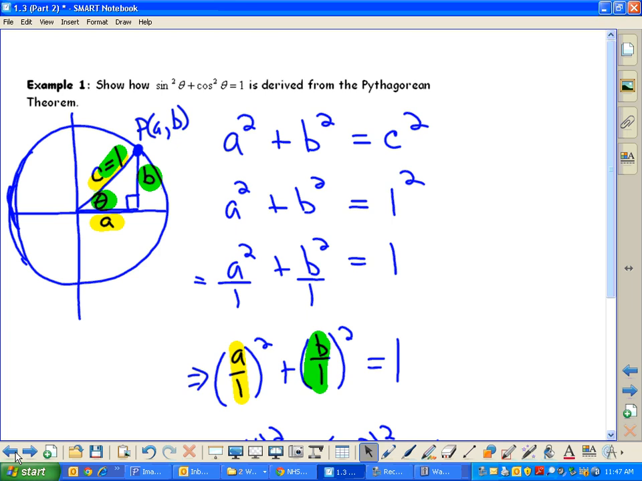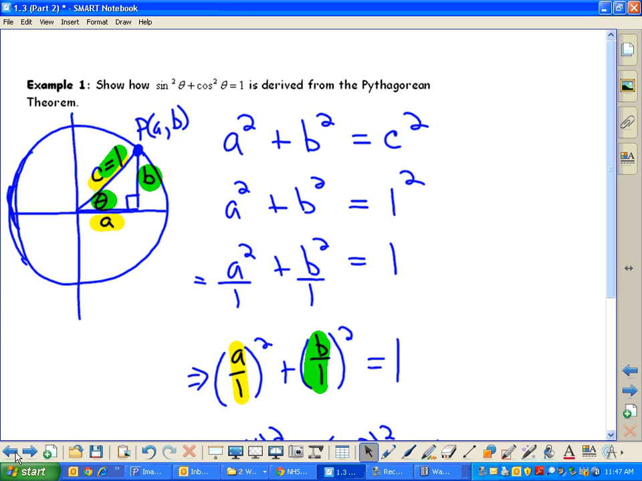Yeah, perfect. Make sense? They put the squared in a weird spot, huh? Is that what's throwing you? Yeah. It's the same as taking the sine of theta times itself.